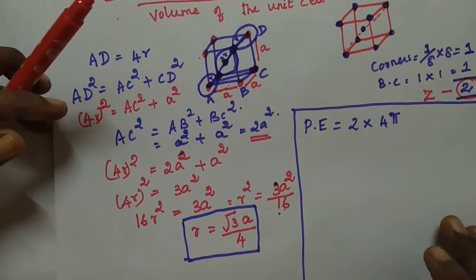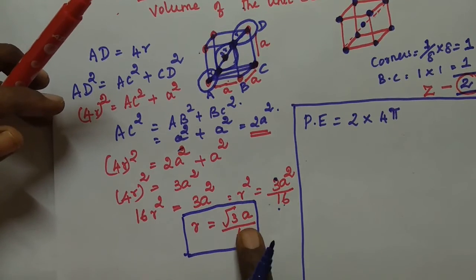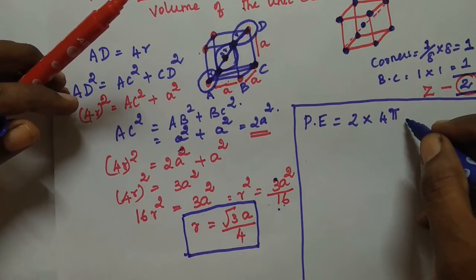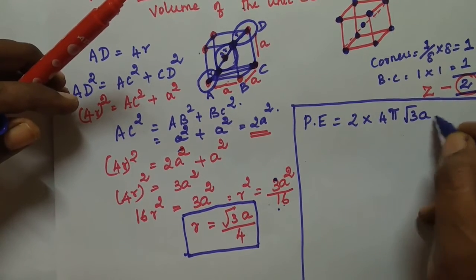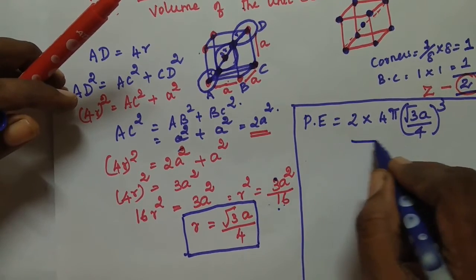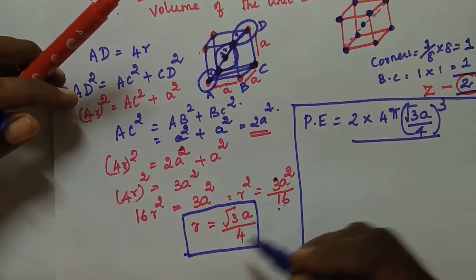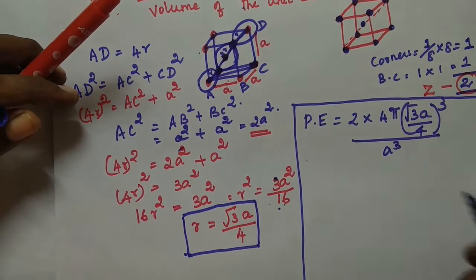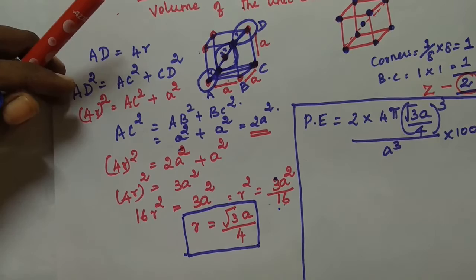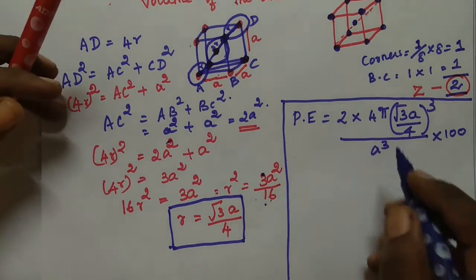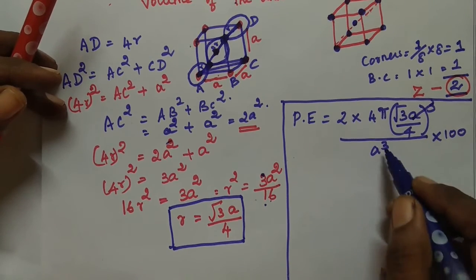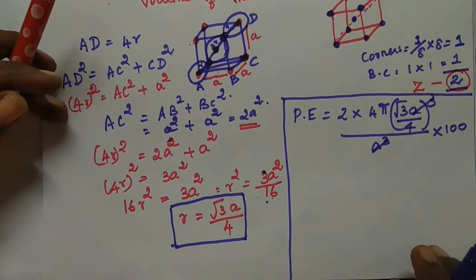Now I know the R value here. I have written down here. So I am going to substitute this R value over here. So R cube, isn't it? So root 3A by 4 the whole cube, by A cube. The value I know, that is A cube is equal to the cube volume. Volume of the cube is A cube into 100. So now what I will get, this becomes A cube. So this A cube will get cancelled.